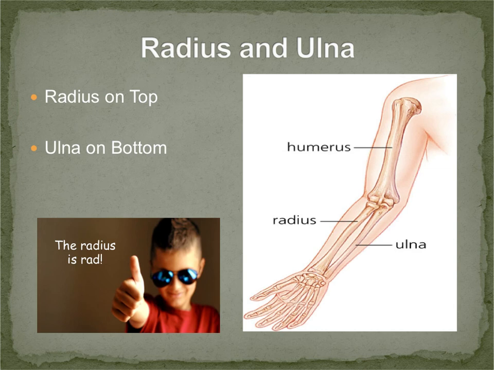The radius and ulna are the bottom lower parts of your arm. The radius is on the top and the ulna is on the bottom. And one way you can remember that is that the radius is on the side of the hand where your thumb is located. So we remember that the radius is rad. Give it a thumbs up so it'll help you remember that the radius is on the thumb side of the body. The ulna would be on the opposite side.